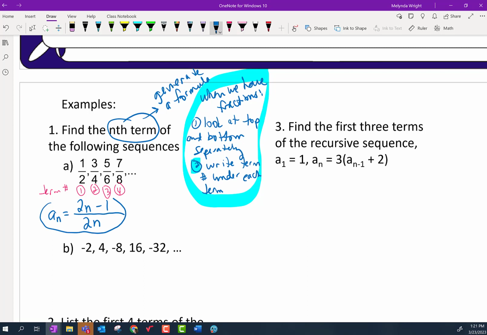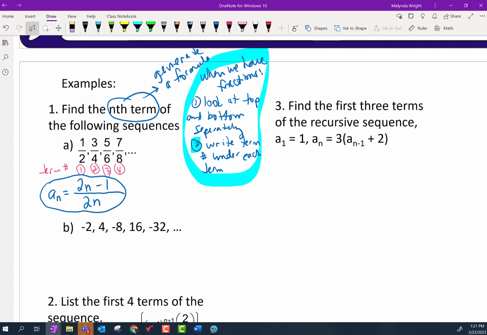Now this one, as formulas go, was pretty hard to do. I'm just telling you, this one is kind of hard. The ones that are neither arithmetic nor geometric are kind of hard because you really have to think through and determine how you're going to come up with that. Okay, we'll do one more.